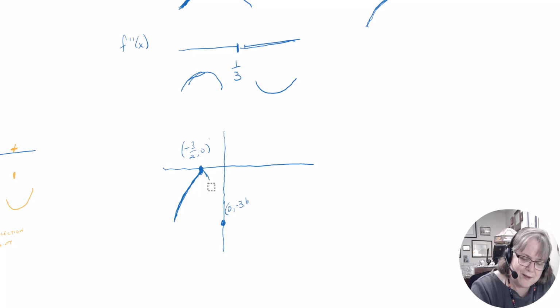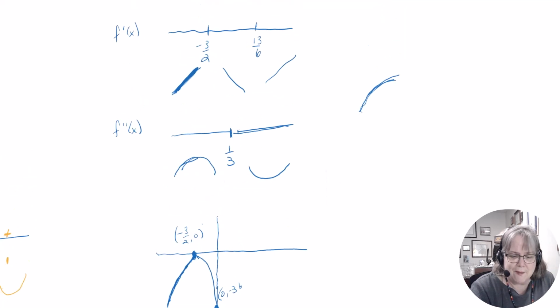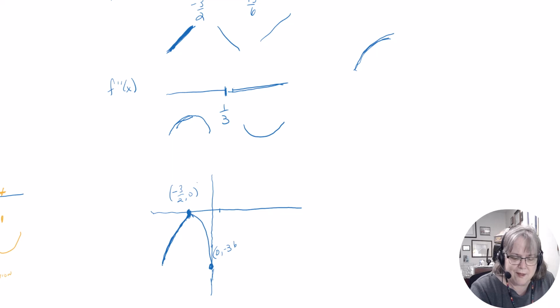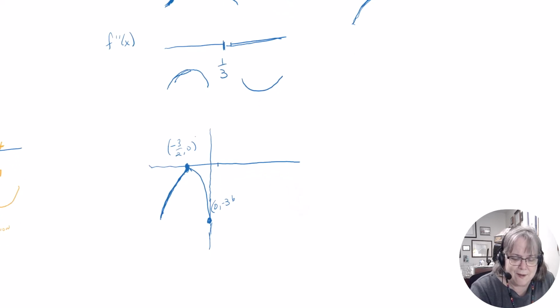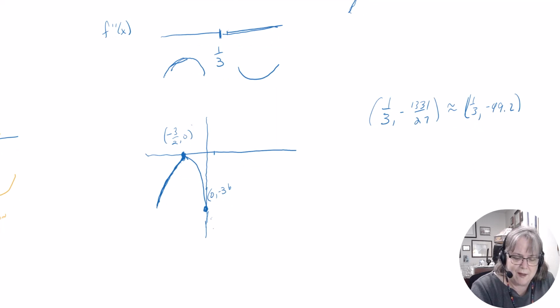So I'm going to try to do this a little bit better. So it would kind of curl like this. That's the best I can do. All right. Now, where's the next point? 1/3. So at 1/3, that's really way big. If down there is negative 36, the x scale and y scale are not at all close. It's going to flip. So at 1/3, negative 1331/27 is give or take negative 49.2, okay? So it's past this negative 36, so it's going to be kind of down here.